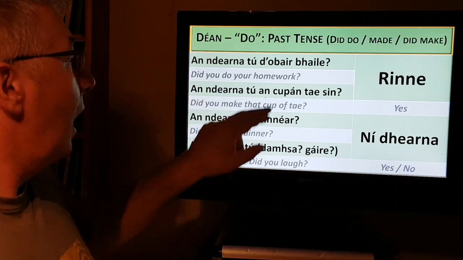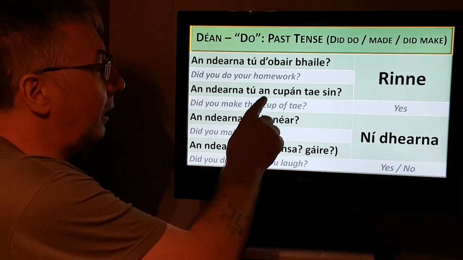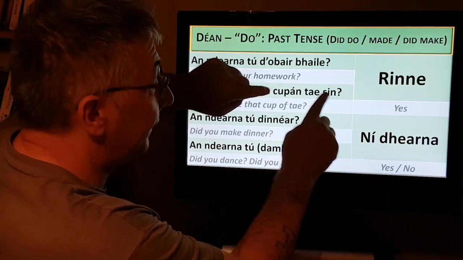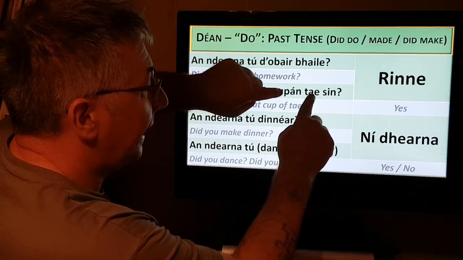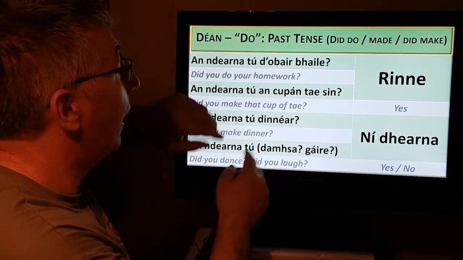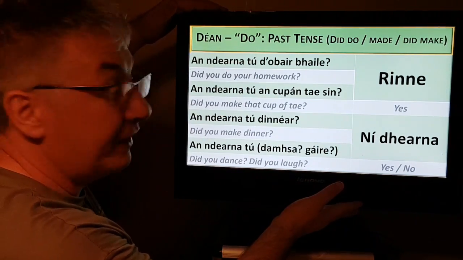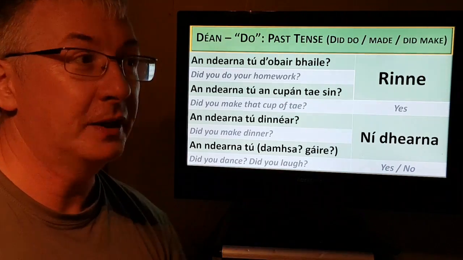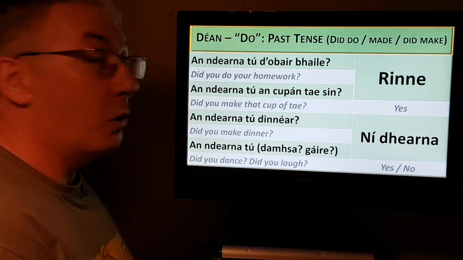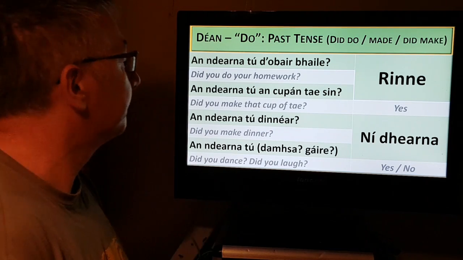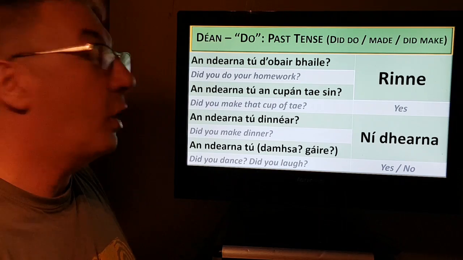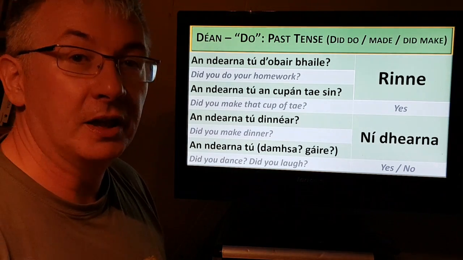In yarna to an cup an tea? Well, if you put on and shin around anything, it means that thing. On cup an tea shin, that cup of tea. On television shin, that TV. On lao shin, that hand. Okay. So on camera sin, that camera. So in yarna to, did you do or make? An cup an tea sin, that cup of tea.